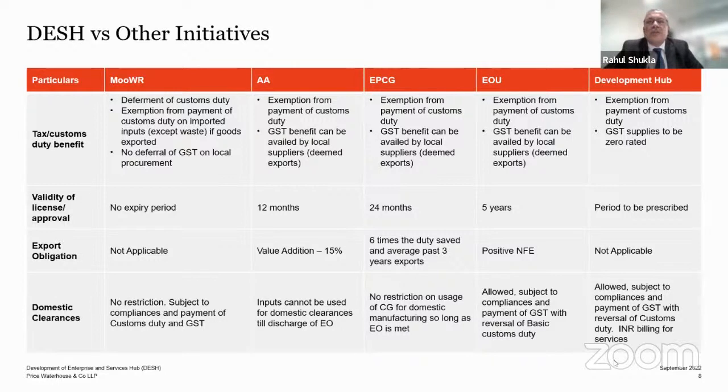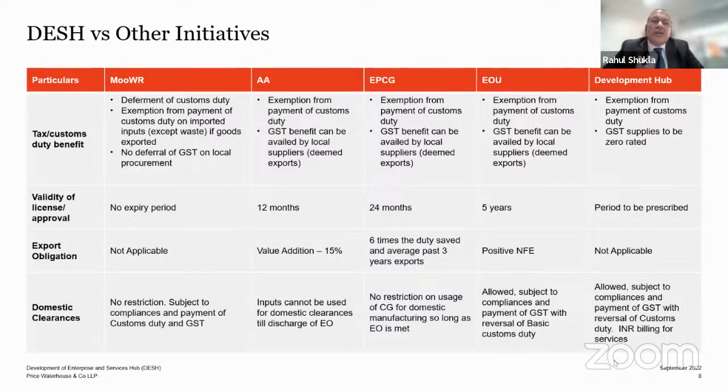Advanced authorization, if you look into it, is more of an actual user condition. You have a customs duty exemption and deemed export benefits on supplies to an advanced authorization holder. EPCG, again, you have a customs duty exemption and deemed export benefits. EOU again enjoys the exemption from customs duty, and there is a deemed export supply benefit. Development hubs are saying they will maintain the status quo on customs duty, and zero rating will continue. So there is a status quo apparently currently.